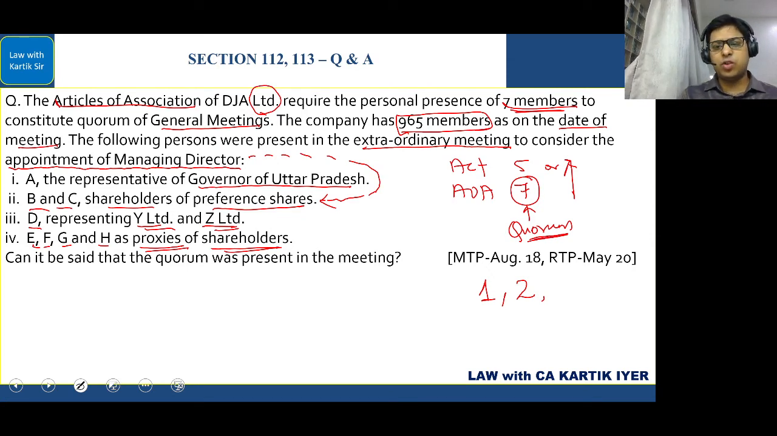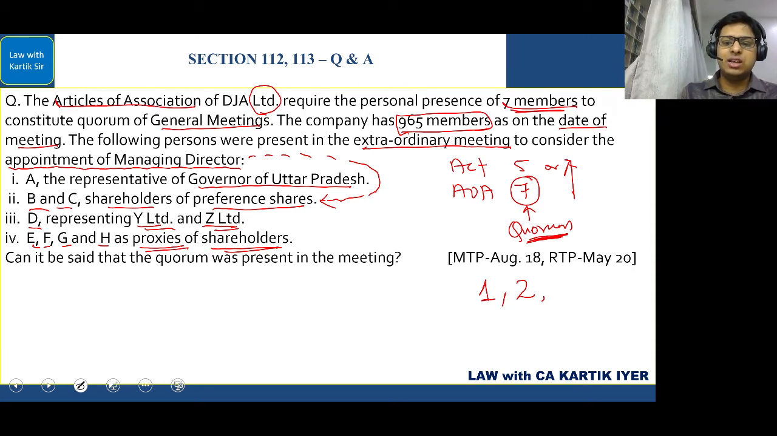Whenever we see for quorum, it is always that members should be personally present. Are the members personally present who have sent the proxies? The answer is no. Their members are not personally present. They have sent their proxies. E, F, G, and H are proxies of the members. Members are not there personally.